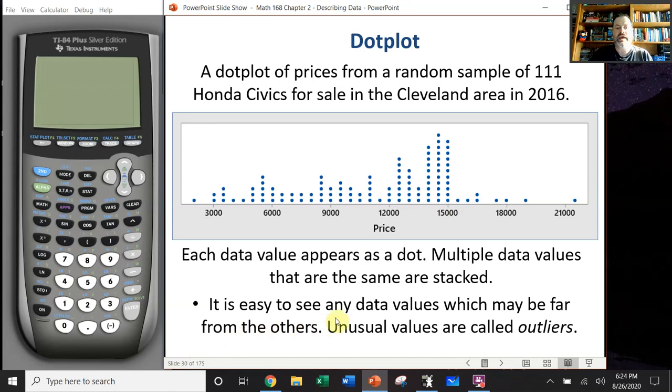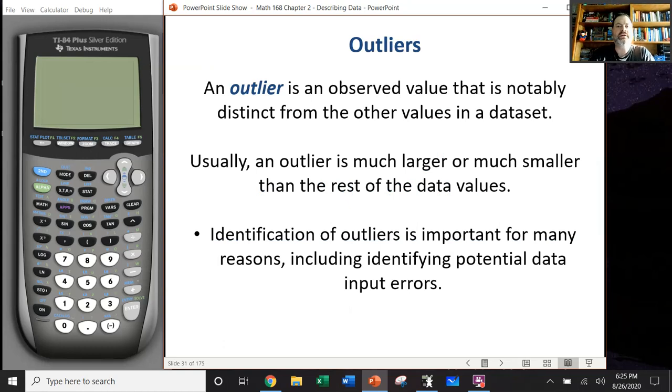And it's easy to see any data values which may be far from the others. These are called outliers. So these are what we call unusual values, and we just call them outliers. So here's a Honda Civic that in 2016 was for sale, and it cost over $21,000. So that's got to be a very fancy Honda Civic for sure to cost that much. And over here's one that costs around $2,000. Not very fancy. But these values are not very close to most of the other values, right? The other values are mostly clustered in this area. So we want to think about values that are far away from the others. Those are called outliers. And the idea is that the outlier is notably distinct from the other values. Usually an outlier is much larger or much smaller than the rest of the data values.